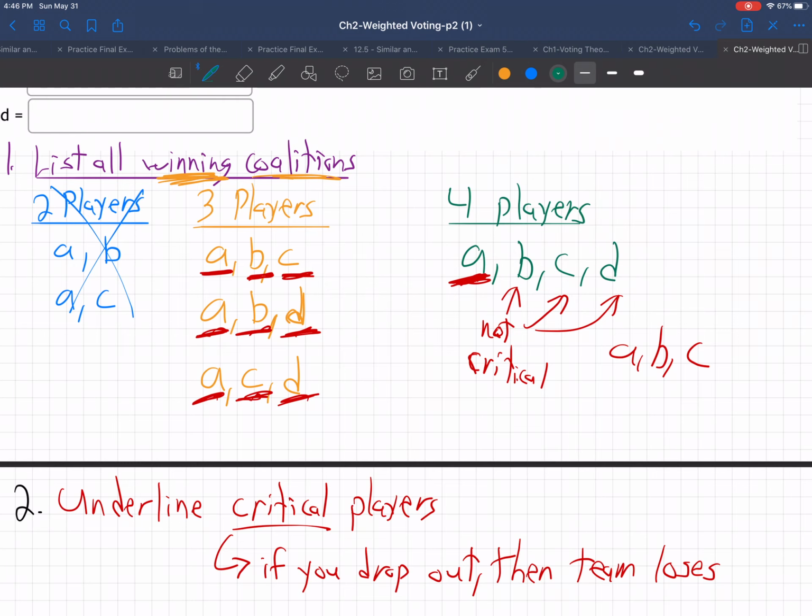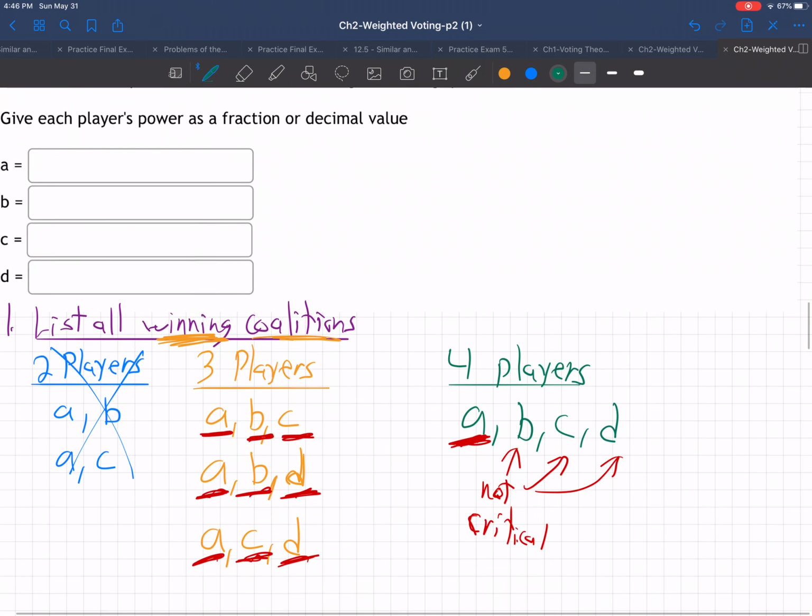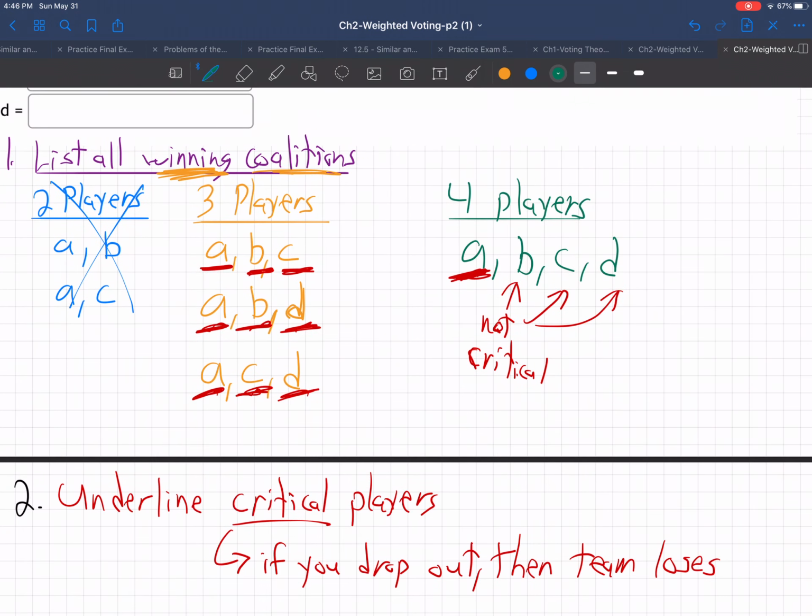So B, C, and D are not critical, but A is. A is the only critical member of that team. If A drops out of that 4-player team, they lose because they got to have A, the rules said. You got to have the president. But if any of the other 3 drop out, it doesn't matter. They're not critical, right? If just one of the other 3 drops out, they still have 3 left, and they got A, so they're good.